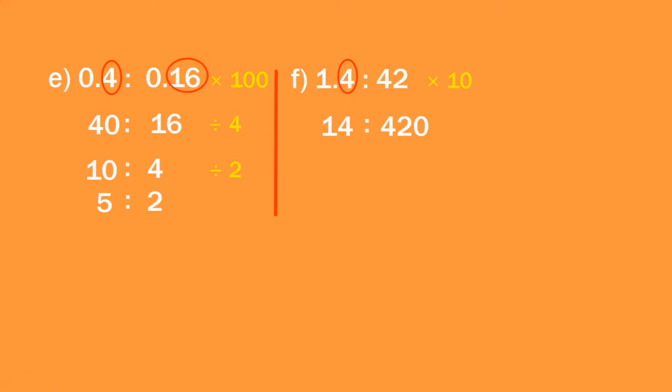Let's simplify. 14 and 420 can be divided by 2. So 14 divided by 2 equals 7, and 420 divided by 2 equals 210. Now let's simplify again. Now we have 7 and 210. Both of them can be divided by 7. 7 divided by 7 equals 1, and 210 divided by 7 equals 30. Now we have the ratio in its simplest form, 1 to 30.